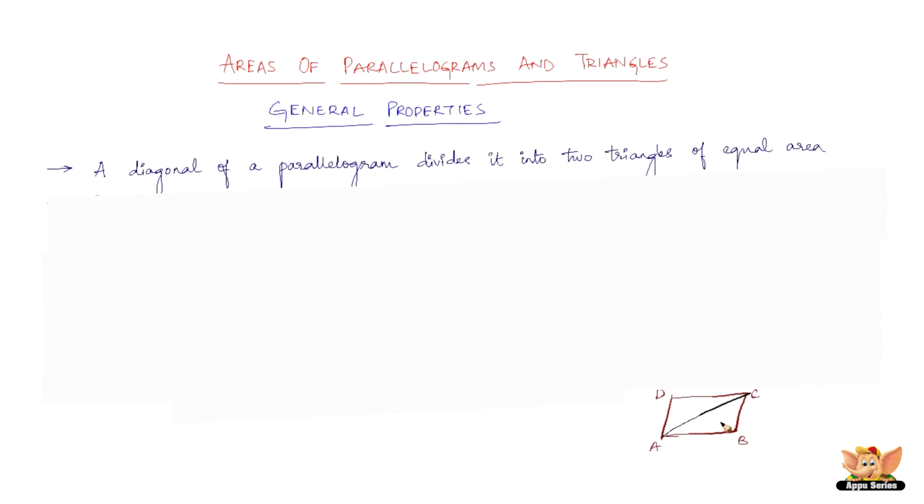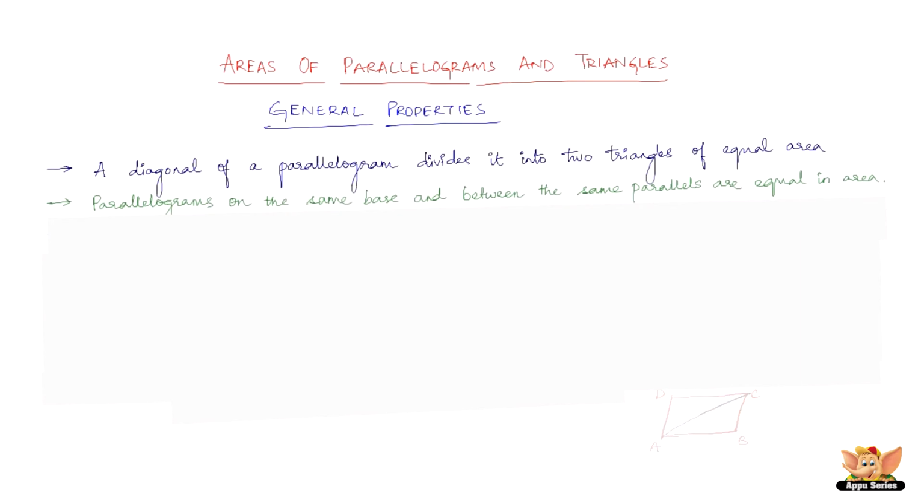Now let us go to the second property. The second property says that parallelograms on the same base and between the same parallels are equal in area. What you have to notice here is that it is plural: parallelograms on the same base. So say let us have a base AB. Now let us draw many parallelograms on this. Say we can draw this.